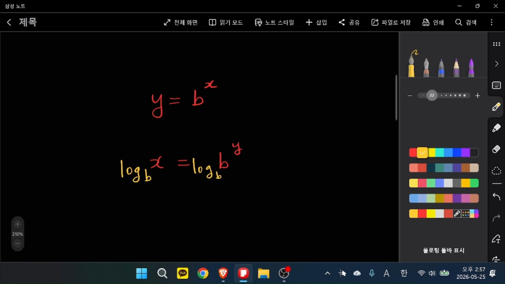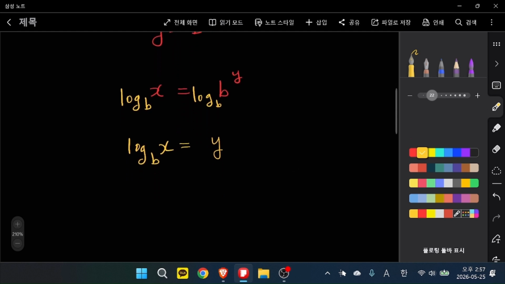Log base b of b to the power of something simply gives us that something back. So the right side becomes y. So we discovered y equals log base b of x. That means logarithmic functions are the inverse of exponential functions.